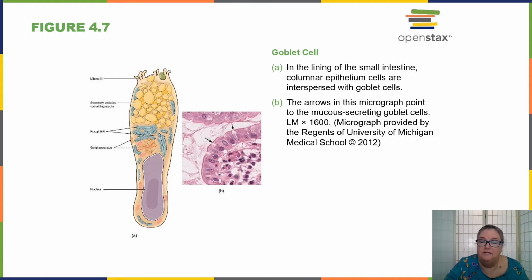A goblet cell is an example of a columnar epithelial cell. We find these in the small intestine, and they're going to secrete some mucus, allow that food to move through. So there we see it with the arrow. We've got the goblet cells, and then next to them we have some columnar cells that will be absorbing nutrients.